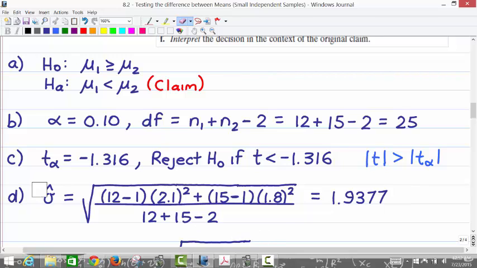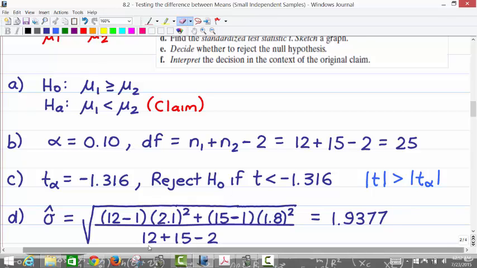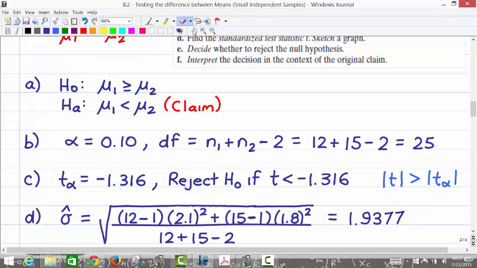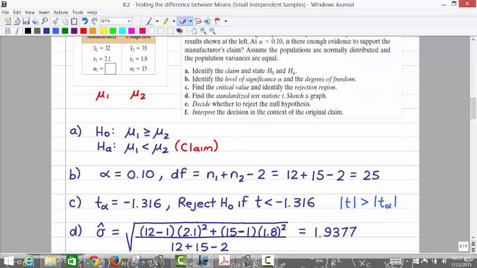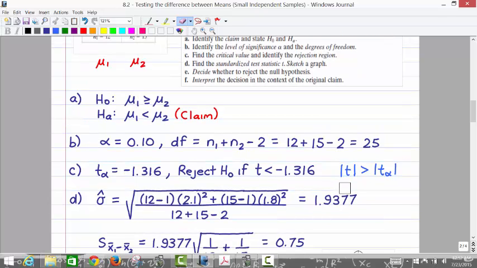All right, so then there's the sigma hat part of the denominator. It's not the entire denominator. You see it's n1 minus 1, 12 minus 1, times the standard deviation, all in the box: 2.1 standard deviation squared, plus the second n, which is 15, minus 1, times that standard deviation, 1.8 squared. All that is divided by the degrees of freedom, 12 plus 15 minus 2. And all that comes out to 1.9377.